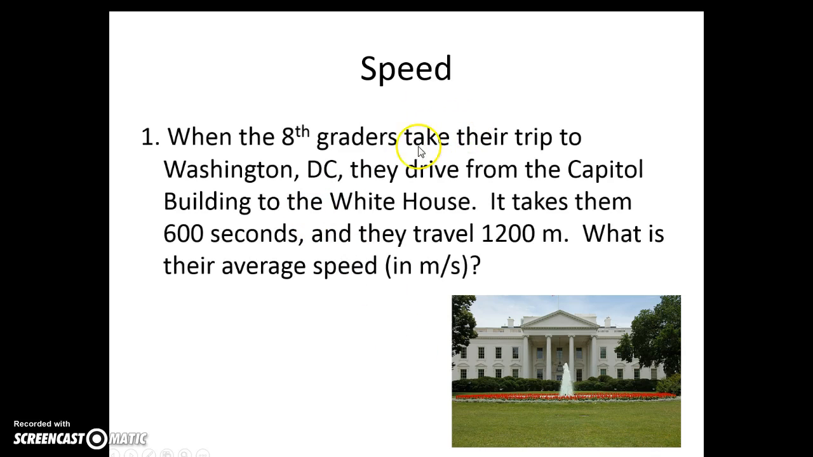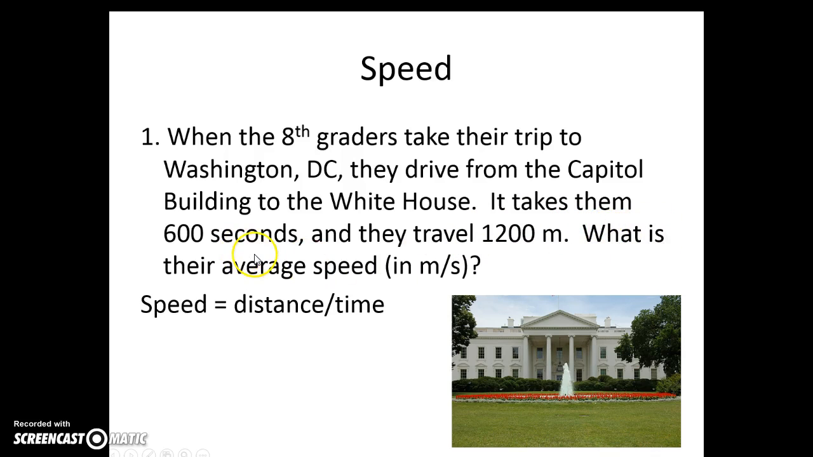Okay, so here we are, we're going to Washington. There's a lot of driving around in the bus in Washington, and there's a lot of traffic in Washington. Not a good combination. It's going to take us 600 seconds, so right there that's your time. You may want to circle this and label it T for time. And they travel 1,200 meters. Circle this, label it D for distance.